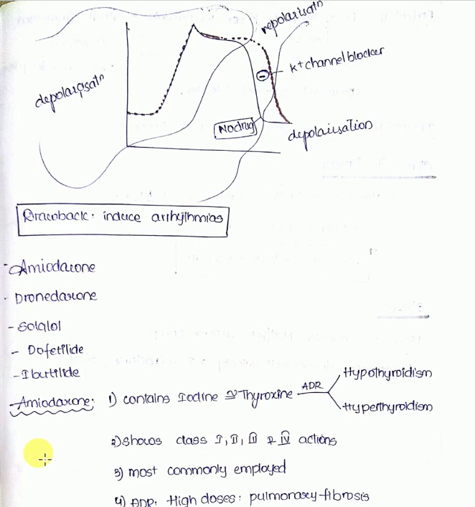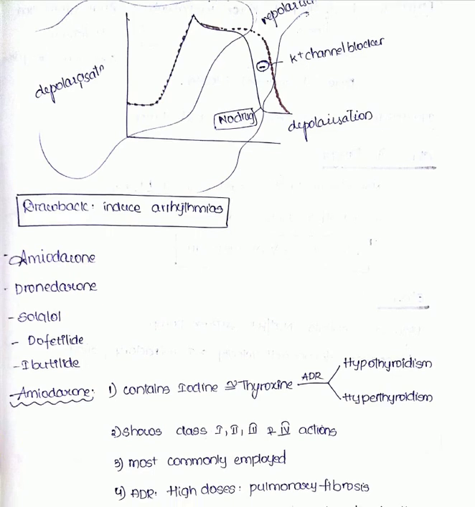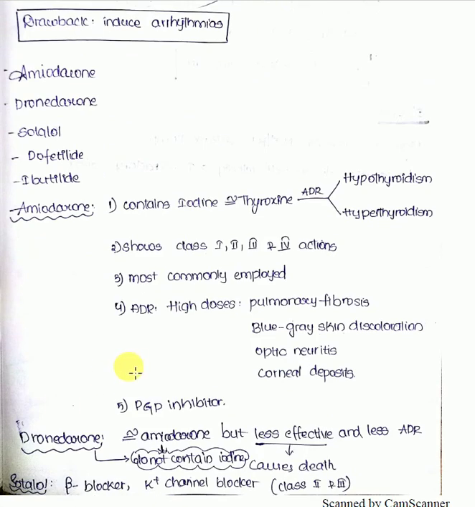Amiodarone is the main drug used in case of antiarrhythmia because amiodarone is the only agent that shows class 1, 2, 3, and 4 actions, that is sodium channel blocking, potassium channel blocking, beta adrenergic action, and calcium channel blocking. These all actions are shown by one and only amiodarone. The main constituent of amiodarone is iodine, which is similar to thyroxine. So as it contains iodine, the main adverse effects of amiodarone are hypothyroidism and hyperthyroidism.